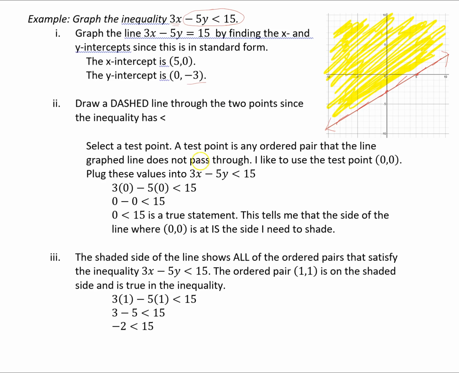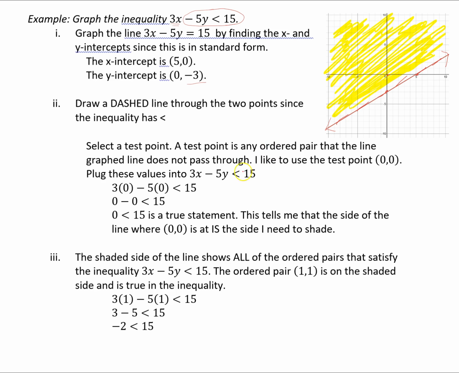Okay, once I've determined my line, I need to select a test point. The test point is going to help me know what side of the line to shade. I tend to like my test point to be the ordered pair 0, 0. It provides easy arithmetic, but I have to make sure that it's an ordered pair that my line does not pass through. And we can see from our picture that our line does not pass through the ordered pair 0, 0. So I can use that test point. If my line had passed through the ordered pair 0, 0, I would pick any other ordered pair that I wanted as long as the line did not pass through it.